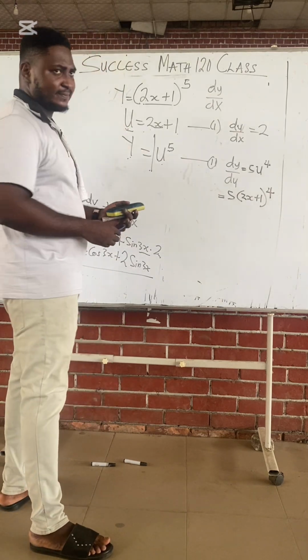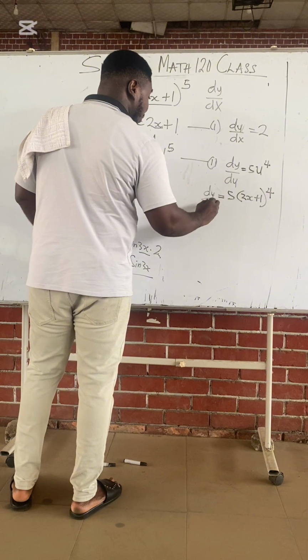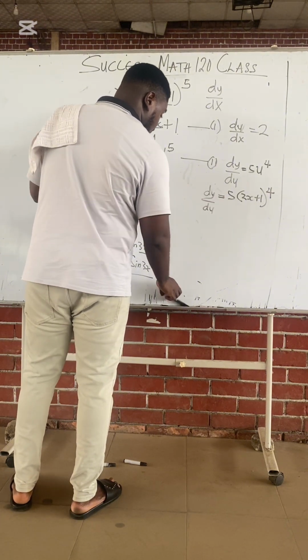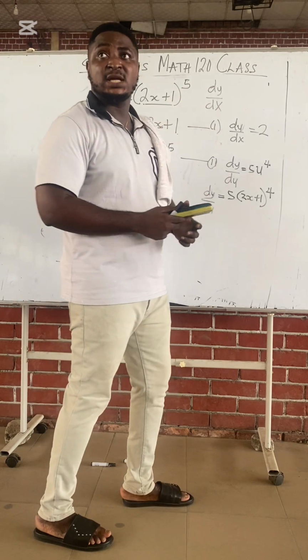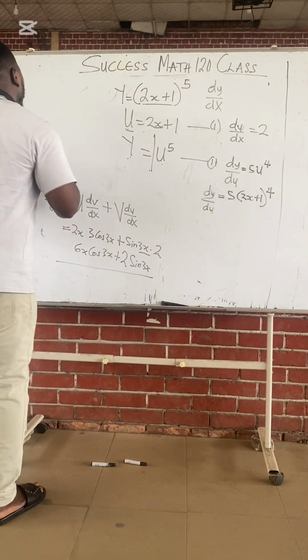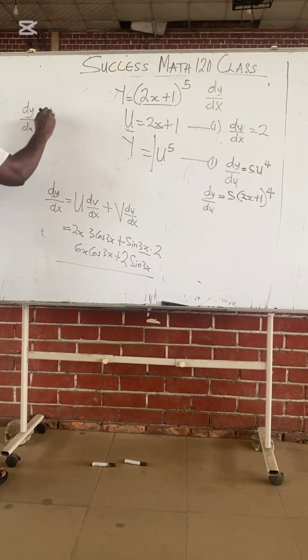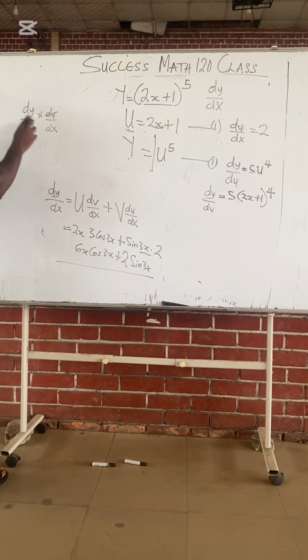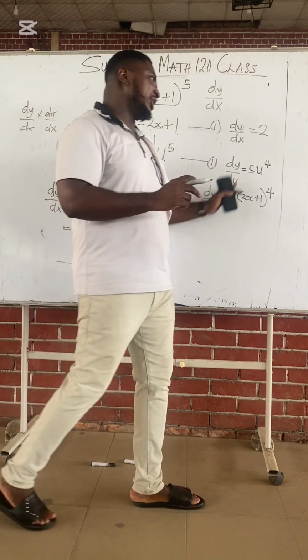I'll show you the shortcuts. Class, this is dy/du, this is du/dx. But what they ask us to find is dy/dx. To get dy/dx, multiply dy/du by du/dx. Du cancels du, what's left? dy. So multiply dy/du by du/dx, you have dy.